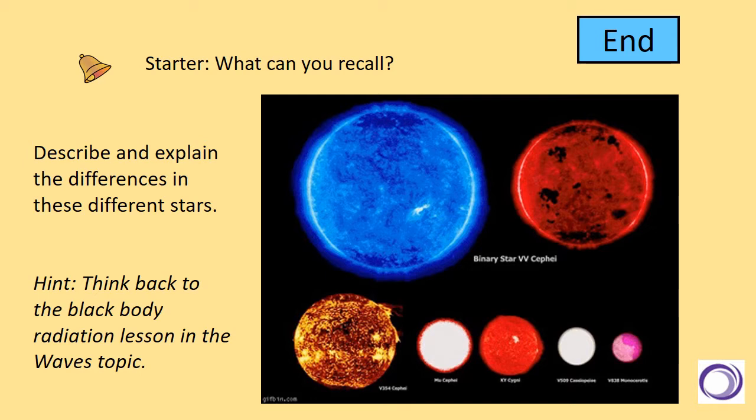If you then think back to the black body radiation topic, you should have remembered that the spectrum of light, the colour of light that's emitted from any object depends on the temperature of it. If an object is at a hotter temperature, it gives off more black body radiation, but also because that radiation has got more energy, it becomes a smaller wavelength, a greater frequency.